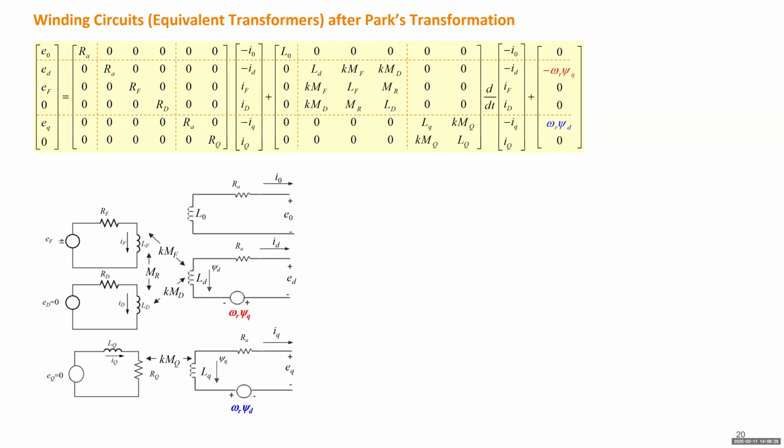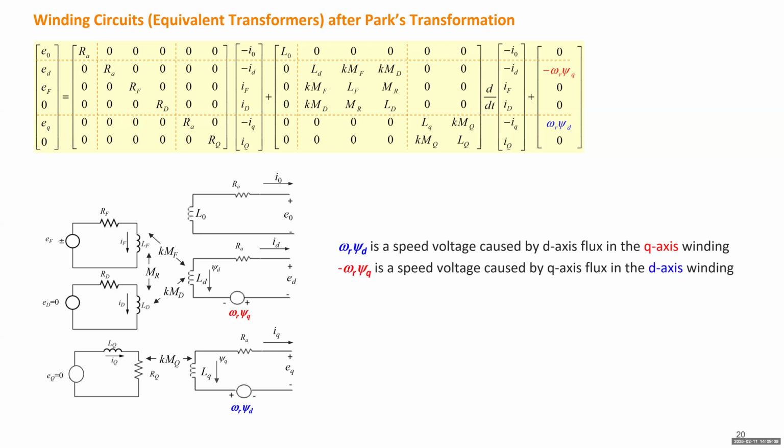So what does that mean? That means the generator will have a source which is proportional to speed. Which means when the speed changes, the generator voltage also changes. And the flux linkage in Q will influence the voltage seen from D, and flux linkage in D will affect the voltage in Q. Okay, so we call this omega R psi D a speed voltage because it's proportional to speed, caused by D axis flux in the Q axis winding. And similarly, this item is speed voltage caused by Q axis flux in the D axis winding.